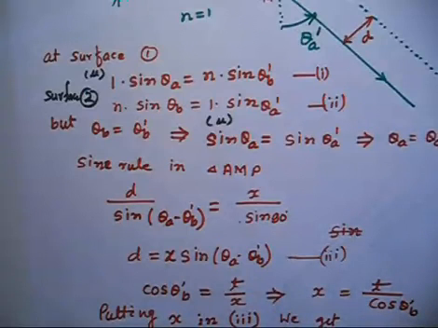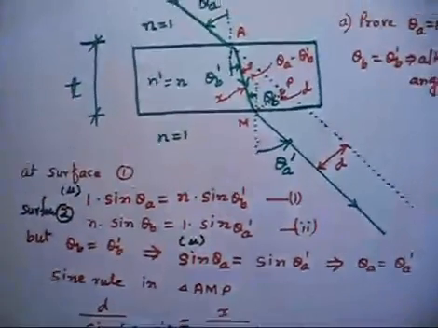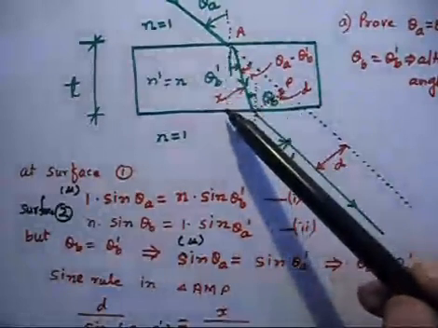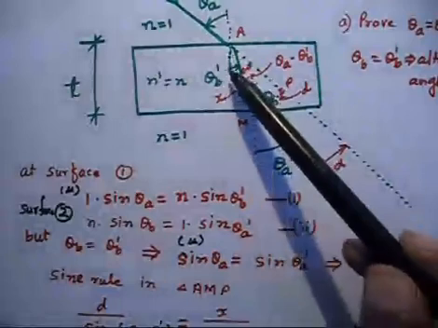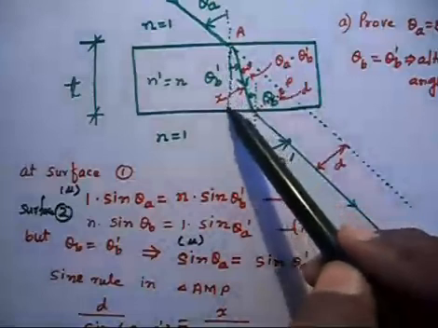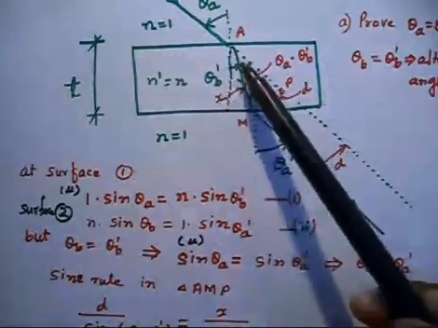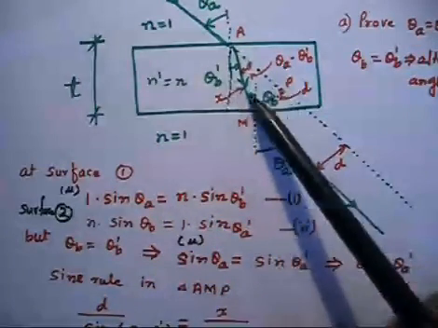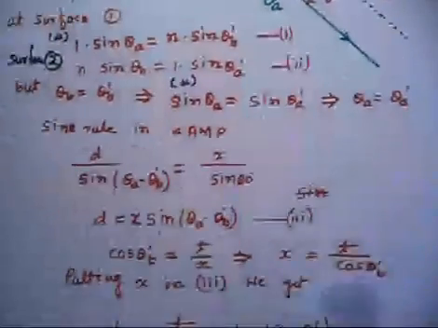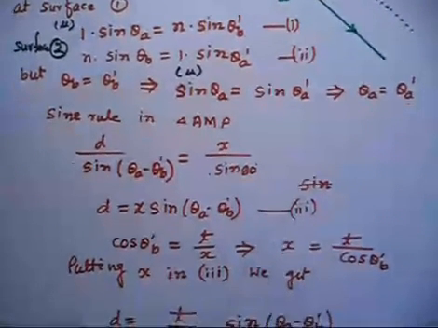Now again we can apply cos in this triangle. In this triangle this distance is t and this distance is x. This angle is theta B dash. So if I extend and look at this triangle and apply the cos rule, t divided by x is equal to cos theta B dash. So I can write cos theta B dash is equal to t by x. So from here x is equal to t by cos theta B dash.